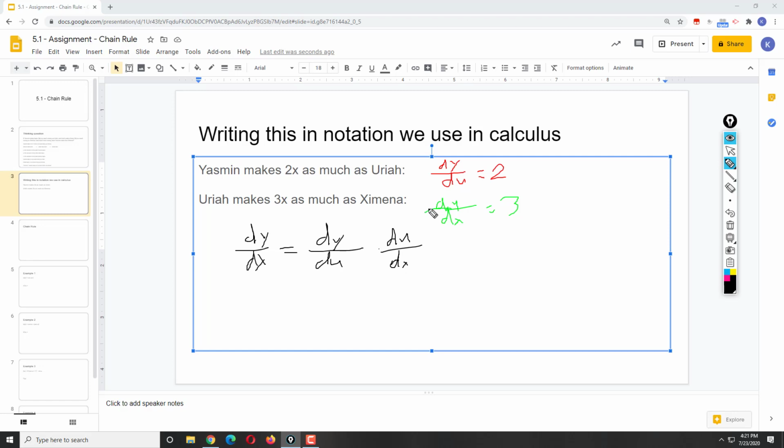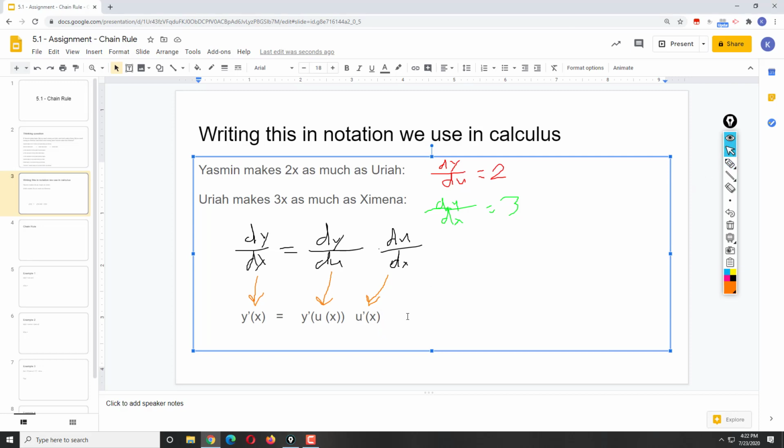But there are other ways of writing this chain rule. For example, you can write it this way. dy over dx is really just the derivative of y with respect to x. So you can write it as y prime of x. dy over du is the derivative of y with respect to u. So that's y prime of u of x. And then du over dx is the derivative of u with respect to x, which is u prime of x. In other words, dy over dx is just y prime of x, dy over du is y prime of u of x, and du over dx is u prime of x.